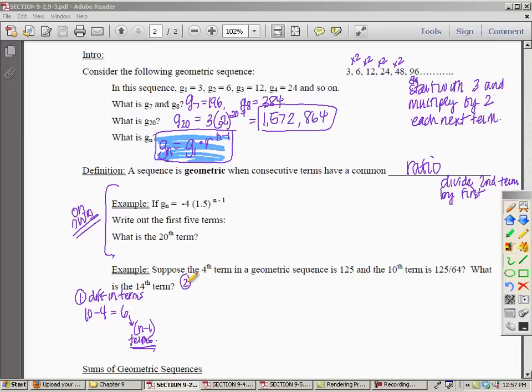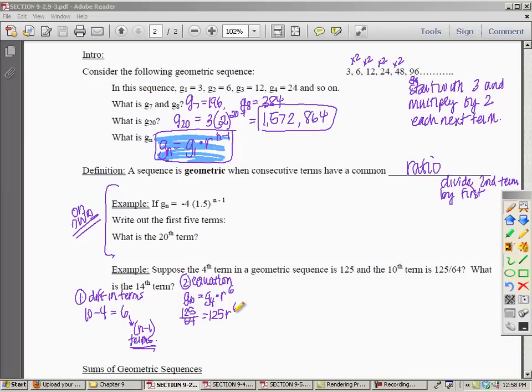Once we find the difference in terms, we're going to write an equation. We always start with the bigger term. The 10th term equals the 4th term times my ratio, and because the difference in terms is 6, I'm going to raise it to the 6th power. Now my goal is to find r. So I'm going to plug in what I know. My 10th term is 125 over 64. My 4th term is 125, and then I have r to the 6th.